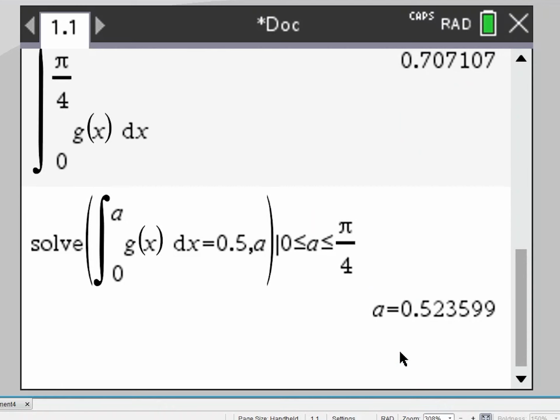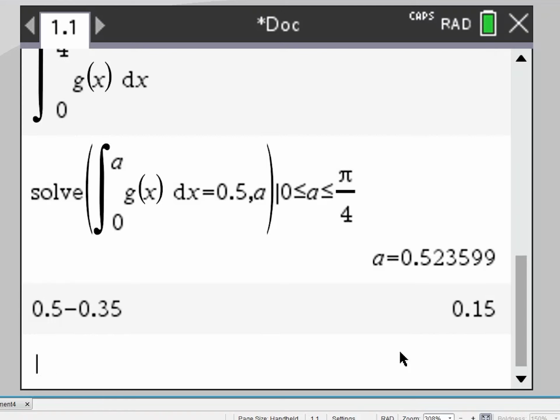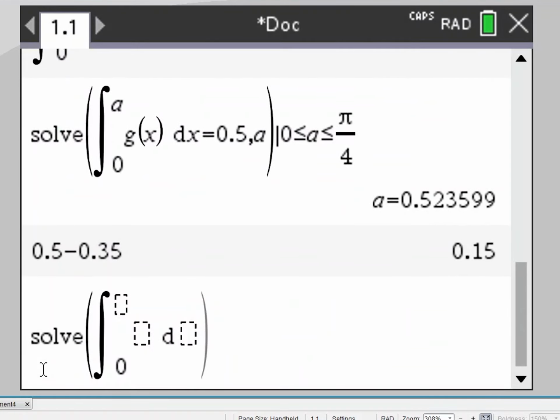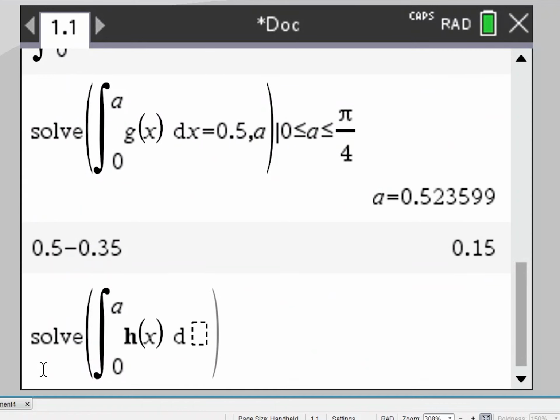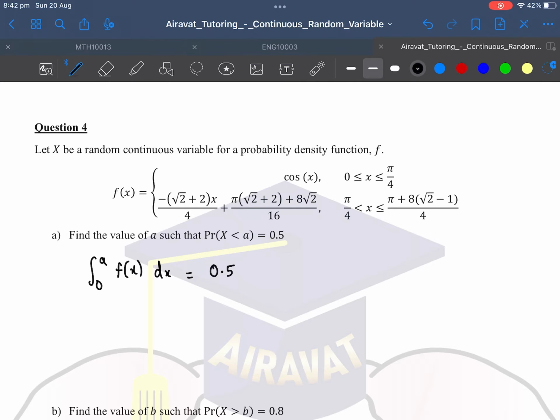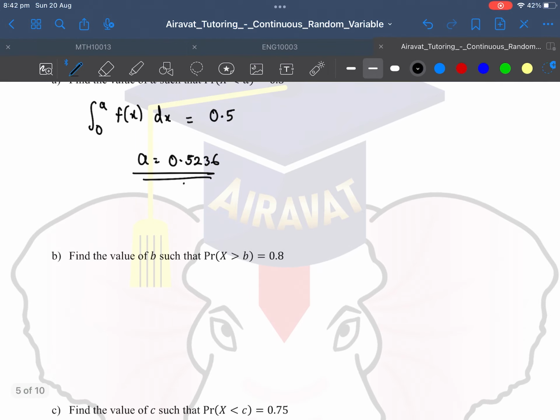So what would you do next? Well, first we would say 0.5 minus 0.35. So this is the remaining area that the h of x function would have. So let's do that now. Menu 3 1, menu 4 3, now 0 to a, h of x dx equals 0.15, and then you can just find the value of a. So if your value was less than 0.5, we got a equals 0.5236.